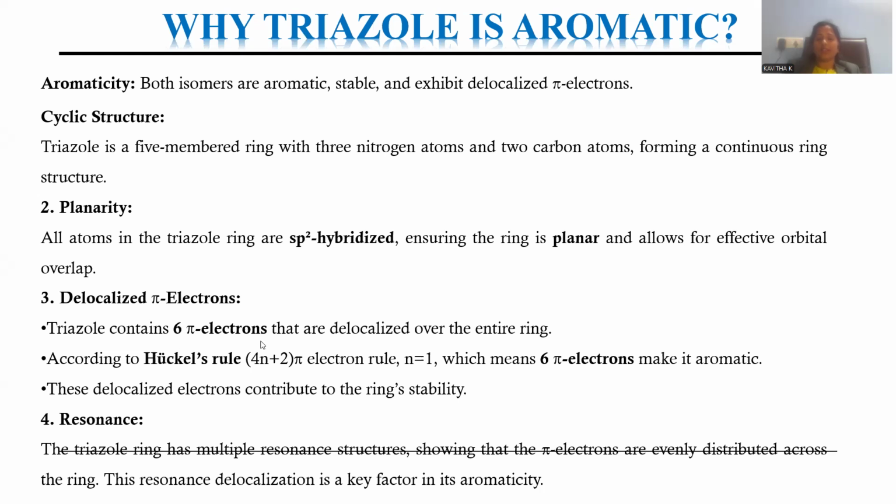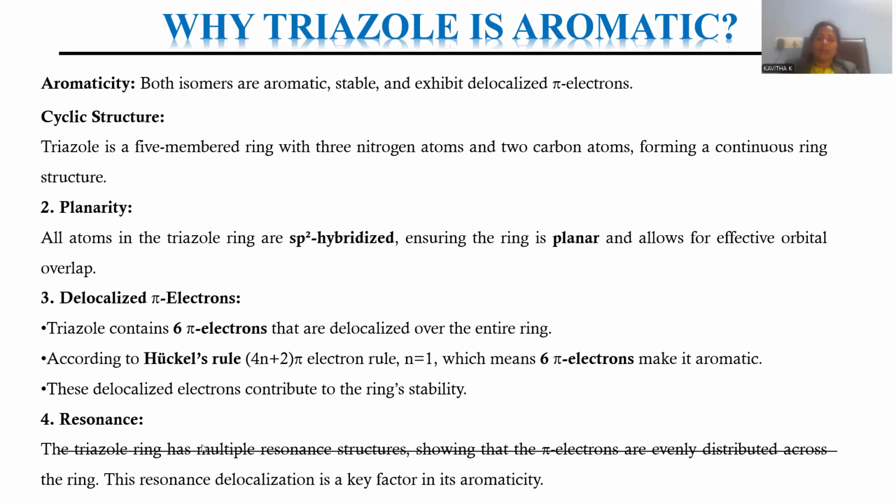Six pi electrons are taking part, and this is a 5-membered ring with 6 pi electrons, a pi-excessive ring system. The 4n plus 2 pi electron rule is obeyed, hence it follows the Huckel rule, so n equals 1, an integer value, is obtained when you substitute the values. So 6 pi electrons make this aromatic in nature. And delocalization is the common characteristic of this triazole molecule, incorporating aromaticity within the molecule, and stability as well.